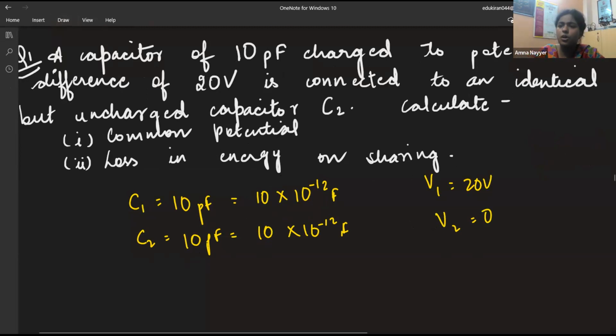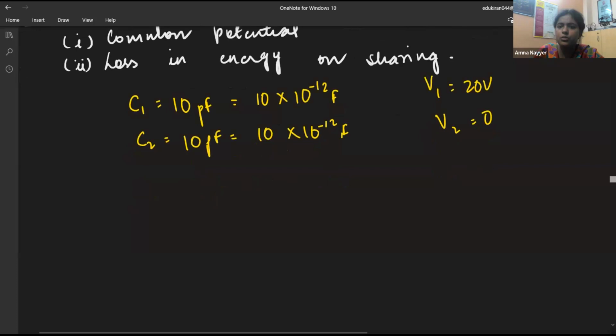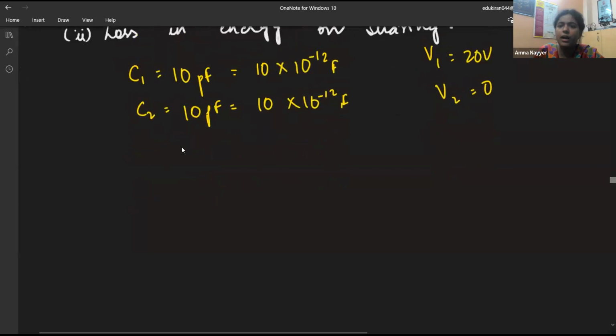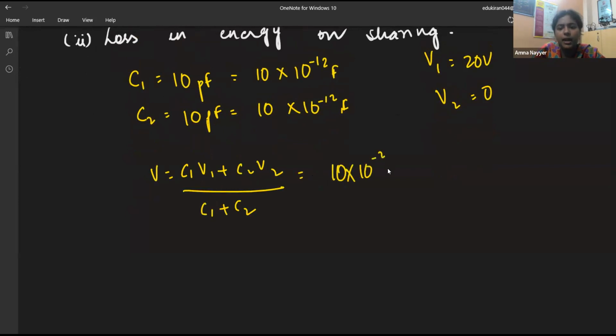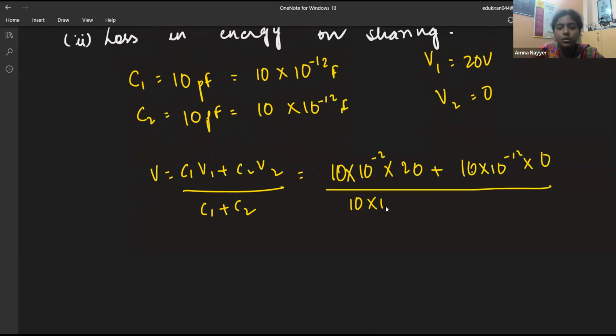Now common potential, all of you should be able to solve it. The formula of common potential is C1 V1 plus C2 V2 divided by C1 plus C2. So C1 is 10 into 10 to the power minus 12 into 20 plus C2 is 10 into 10 to the power minus 12 into 0. V2 is 0. What is C1? 10 into 10 to the power minus 12. This I've written.